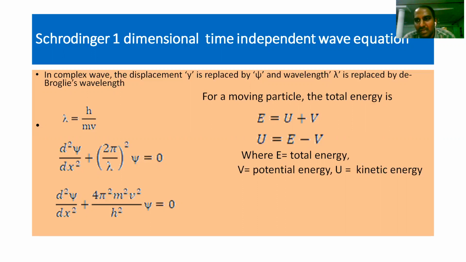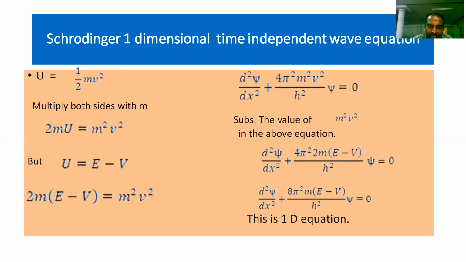But for a moving particle, the total energy is nothing but its kinetic energy. The entire energy of a moving particle is nothing but its kinetic energy. Therefore, if we write total energy as E, kinetic energy as U and potential energy as V, the total expression for energy is E equals U plus V. From that, kinetic energy U can be written as E minus V.